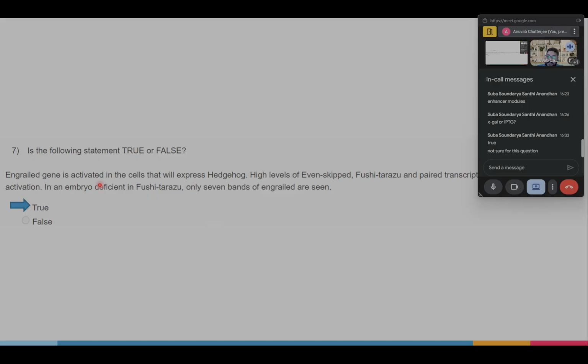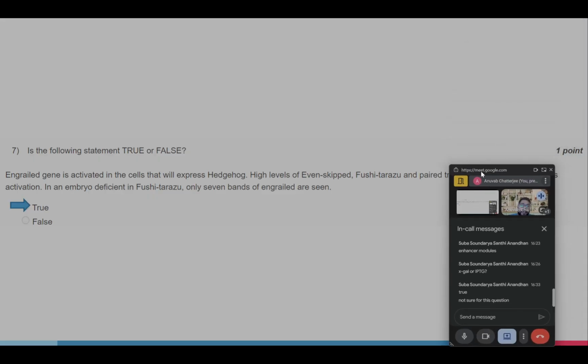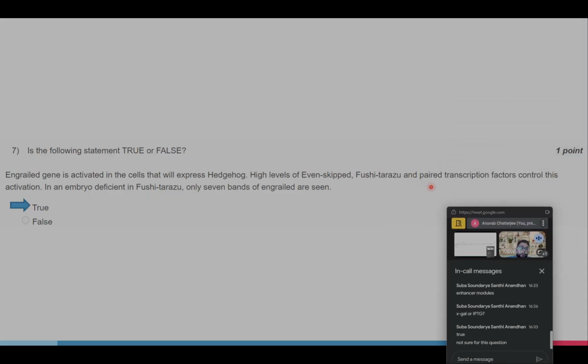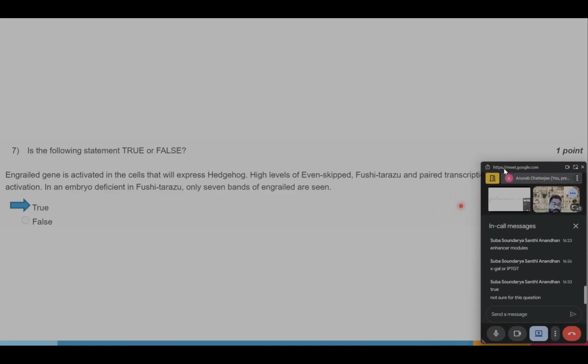So this is the question: the engrailed gene is activated, will express hedgehog. That is true. High levels of even skipped, Fushitarazu and paired transcription factors control this activation, which is also true. Wherever even skipped and Fushitarazu are high, there is only engrailed expression. And an embryo deficient in Fushitarazu only has 7 bands of engrailed, which is also true. So all the statements in this question were true. Is this fine?